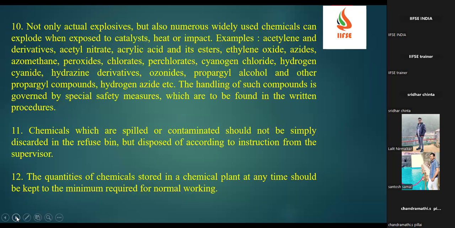Chemicals which are spilled or contained should not be simply discarded in the refuse bins, but disposed of according to the instruction from the supervisor. The quantities of chemicals stored in a chemical plant at any time should be kept to the minimum required for normal working. You should not store more than the required quantity; we should not keep more than that.